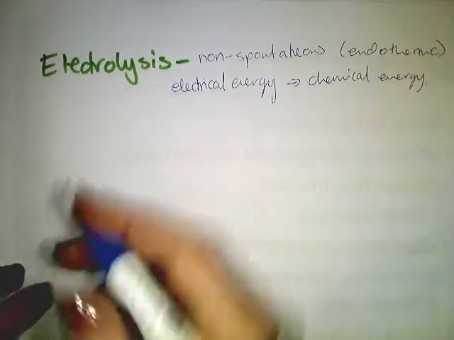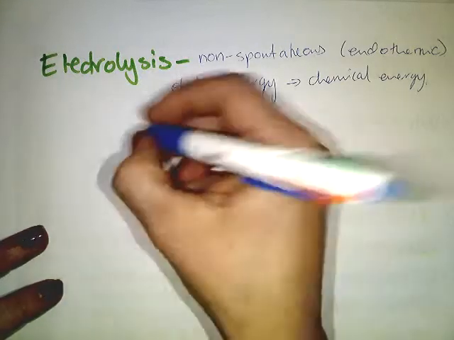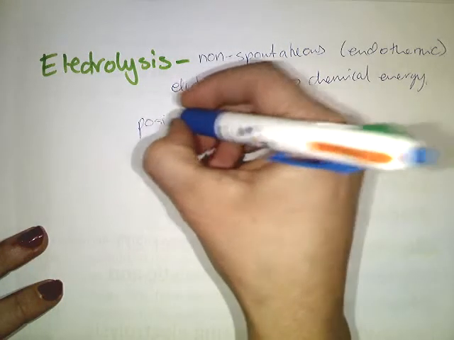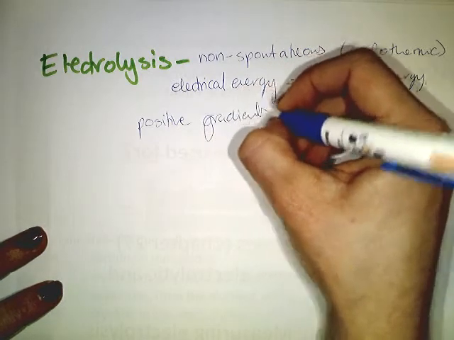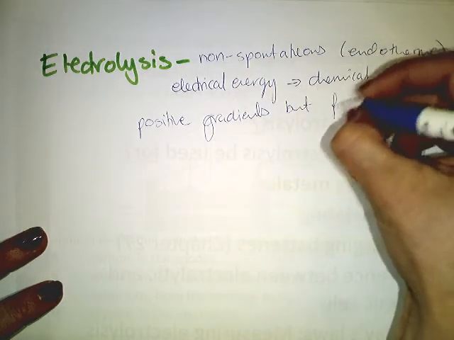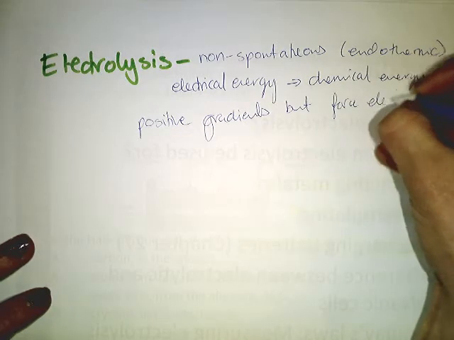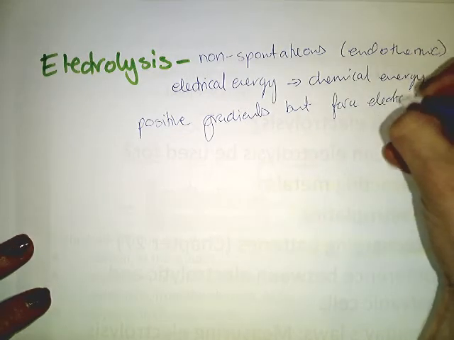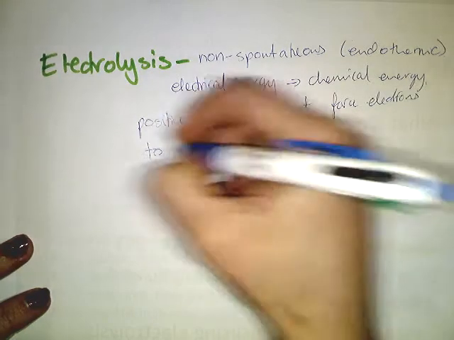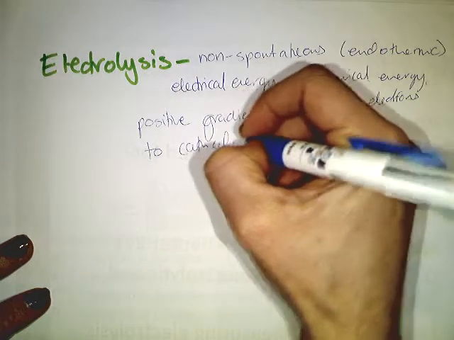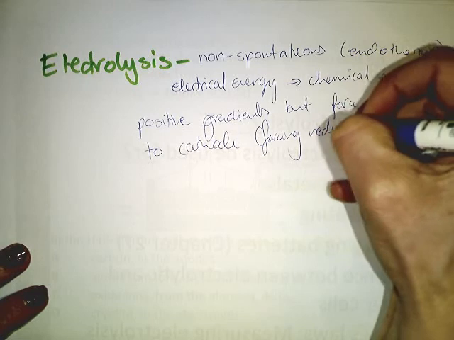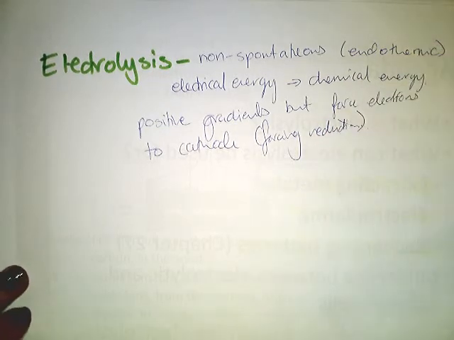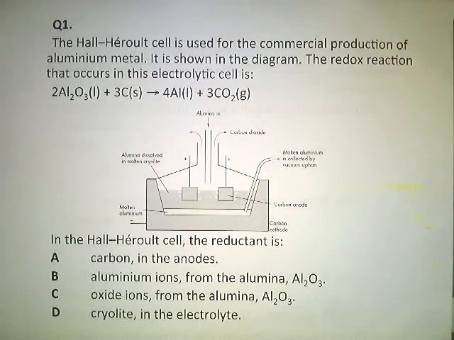Now, in electrolysis, we are usually working with positive gradients, but we force electrons to the cathode. We are, in other words, forcing reduction. Okay, let's go into answering questions.